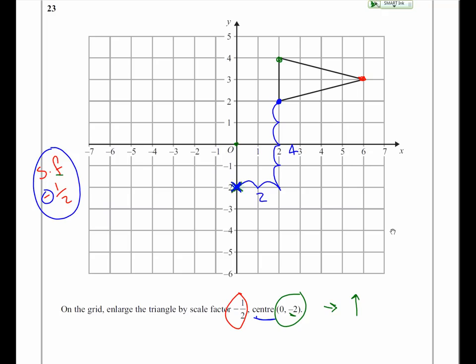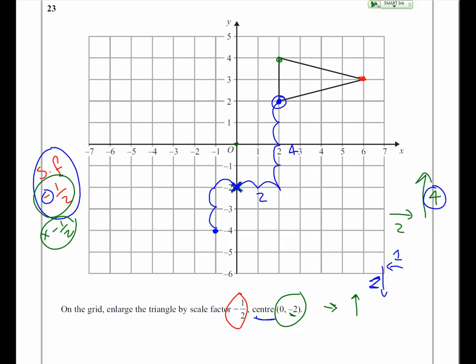We're timesing by -1/2 here. So instead of going 2 across and 4 up, 2 times 1/2 is 1, and negative means you're going to go backwards. So we're going to go back 1. 4 times 1/2 is 2, and it was going up, so we're going down now. Down 2. So let's do it for our blue one. So 1 across, 1, 2 down. That's this new point on the triangle.